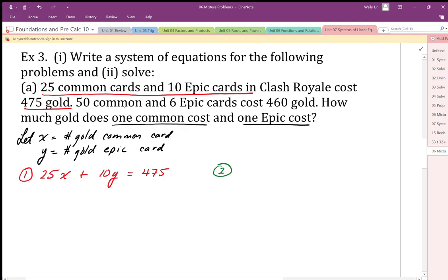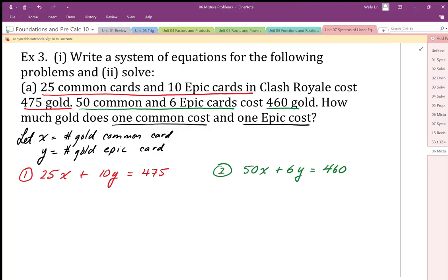Okay, so we keep reading here. It says 35 common and 6 epic cost 460 gold. Well, there's another relationship. There's the second relationship that we're looking for. So it's going to be 35 times the amount of gold plus 6 cards times the amount of gold per card, and then that's going to equal 460 gold. Okay, so we have gold equals gold on both sides. So there's our two relationships.